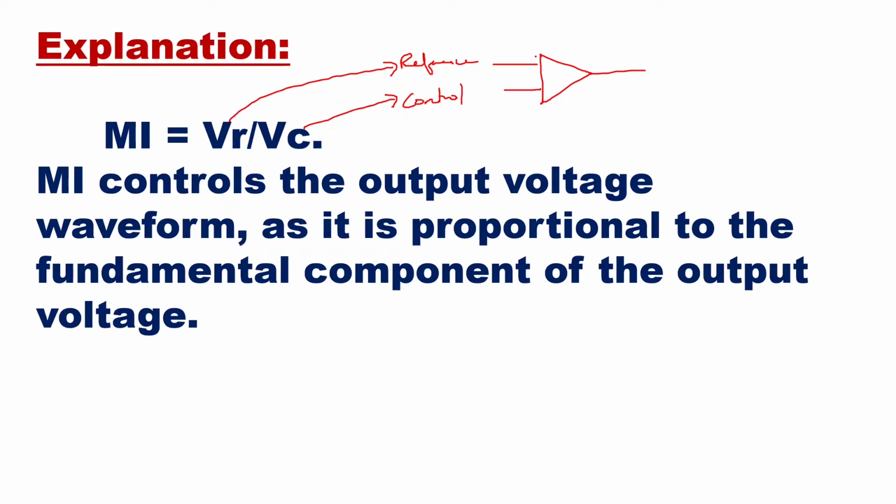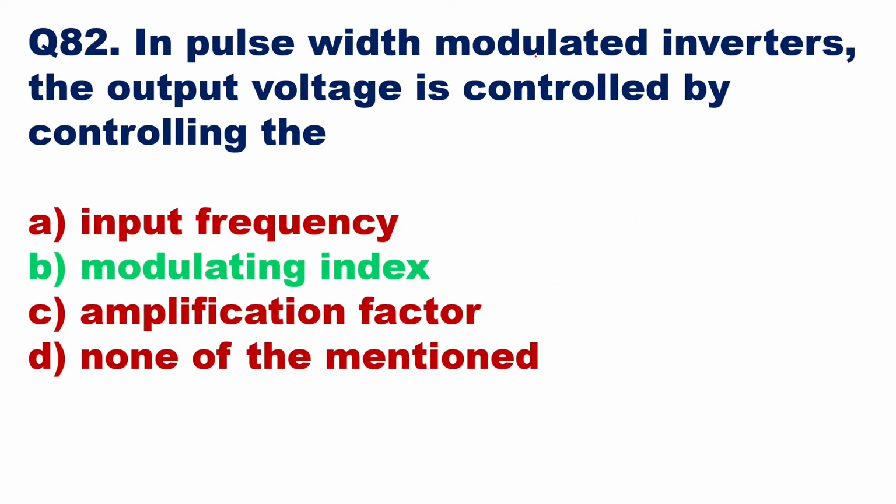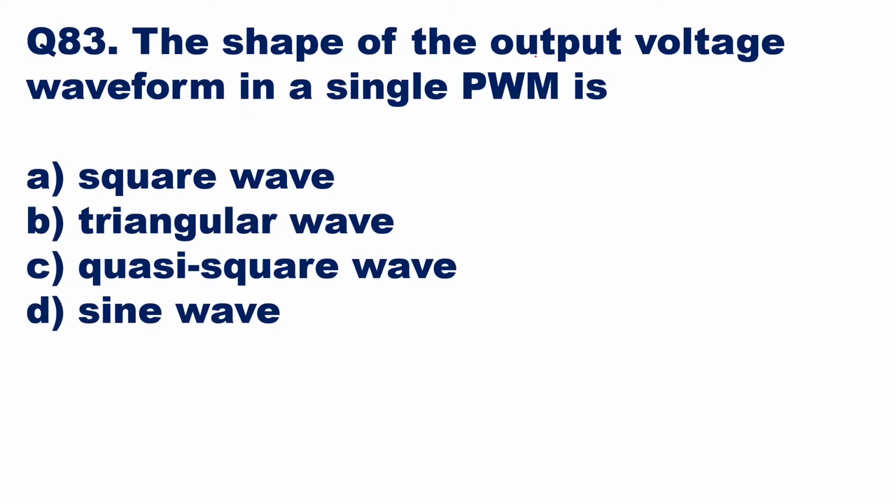So modulation index is equal to VR upon VC. Modulation index controls the output voltage waveform as it is proportional to the fundamental component of the output voltage. So here the option will be modulating index, option B, is the right answer. Then we'll go to question number 83. The shape of the output voltage waveform in a single PWM wave is.